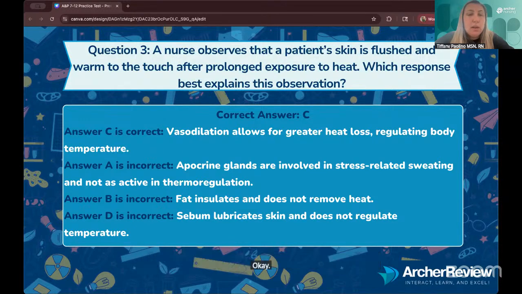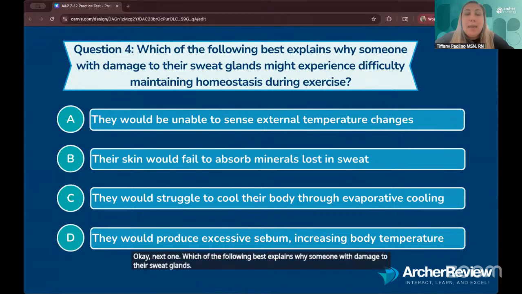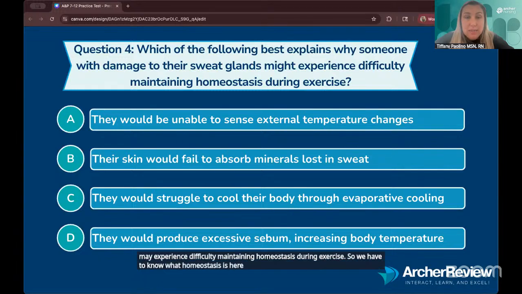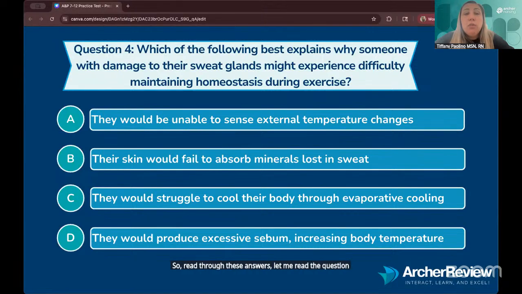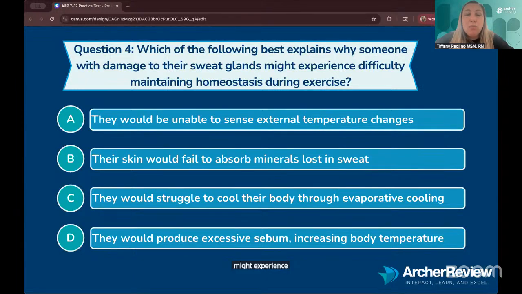Okay, next one. Which of the following best explains why someone with damage to their sweat glands may experience difficulty maintaining homeostasis during exercise? So we have to know what homeostasis is here, right? So read through these answers. Let me read the question one more time. Which of the following best explains why someone with damage to their sweat glands might experience difficulty maintaining homeostasis during exercise? So during exercise.